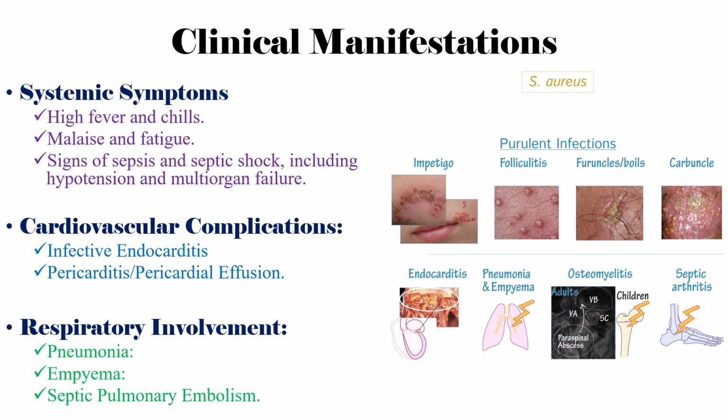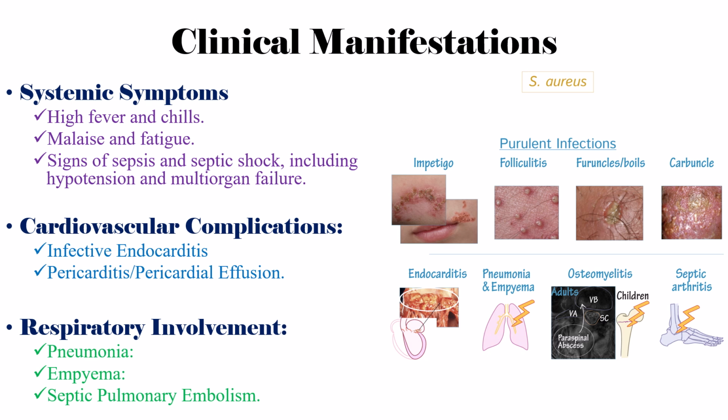Systemic symptoms include high fever and chills, fatigue, and signs of sepsis and septic shock, including hypotension and multi-organ failure. To see organ-specific complications, infective endocarditis is one of the cardiovascular complications. Infection of the heart valves leads to regurgitant murmurs, embolism, and heart failure. It can also cause pericarditis and pericardial effusion, inflammation and fluid accumulation around the heart.